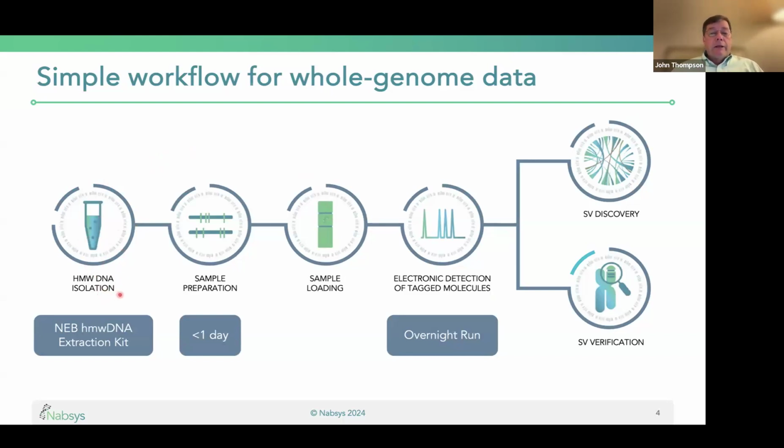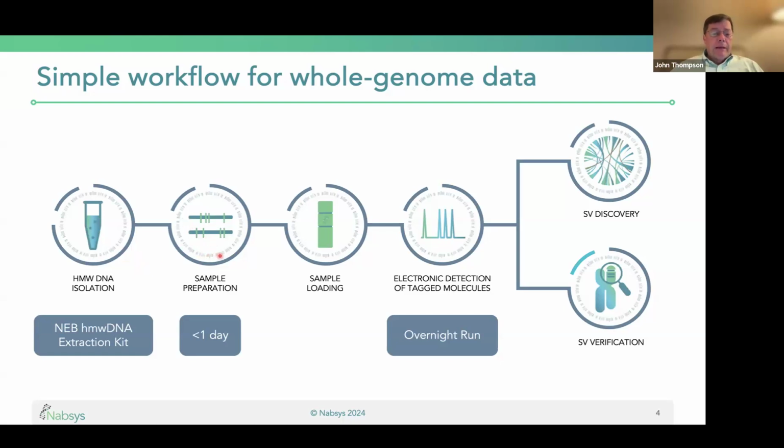So standard DNA is not good enough because if you want to measure these very long structural variants, you need very long DNA. So we use the New England Biolabs Monarch kit, and it's a very reliable kit. And depending on what you start with, it can take an hour or 2 hours or so to make the DNA, and that DNA is stable essentially forever if you store it in the fridge.